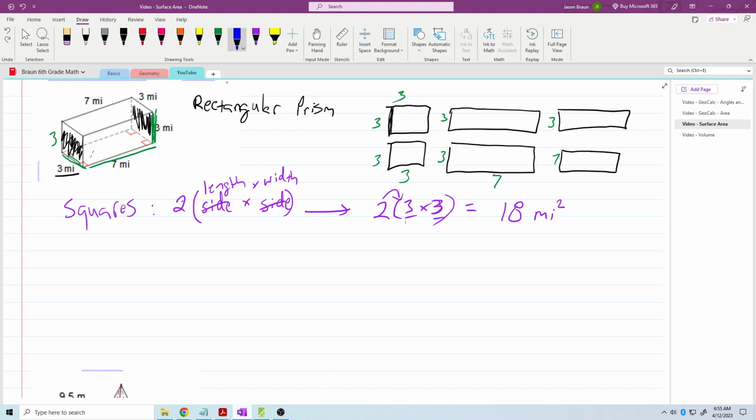Now let's talk about our rectangles. Oh, wait a second. I forgot to draw all of my dimensions here. That's a 3, that's a 7, that's a 7, and that's a 7. Again, from this diagram, they're all the same. Anyways, rectangles.